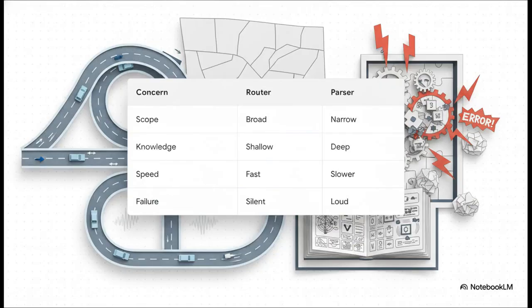And this brilliantly illustrates the separation between the two. The router has a broad scope, shallow knowledge, moves incredibly fast, and fails completely silently just by sending things to the wrong destination. The parser, meanwhile, has a really narrow scope, deep structural knowledge, is slower because of the complex analysis it does, and fails very, very loudly with explicit error messages. We blame parsers precisely because they're the ones making all the noise.